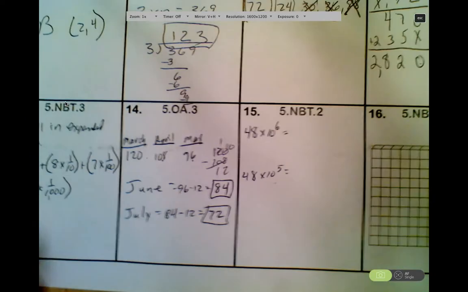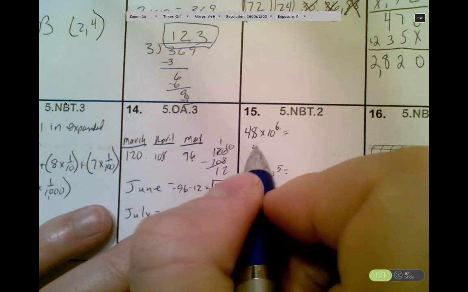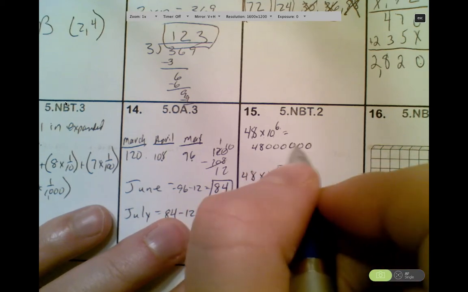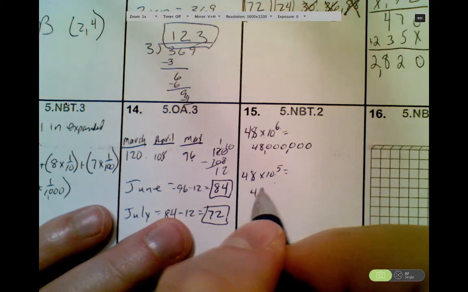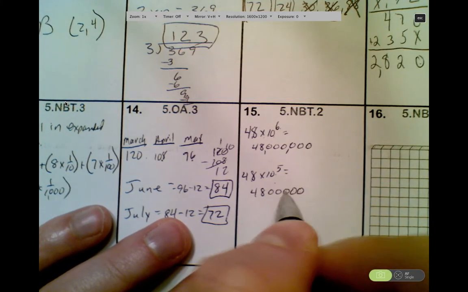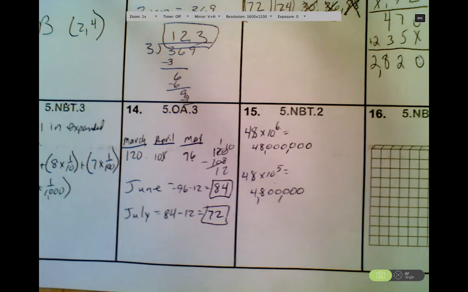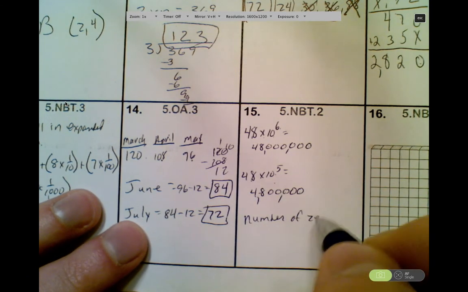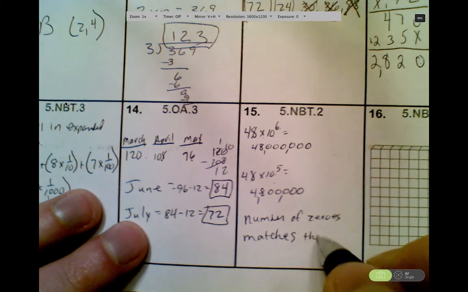Number 15. If I went ahead and multiplied these out, 48 times 10 to the 6th power, that's the same thing as saying a 48 with 6 zeros. 1, 2, 3, 4, 5, 6. 48 million. And 48 with 5 zeros is 4,800,000. And it says, go ahead and describe the pattern and the number of zeros in the product. The number of zeros matches the exponent.